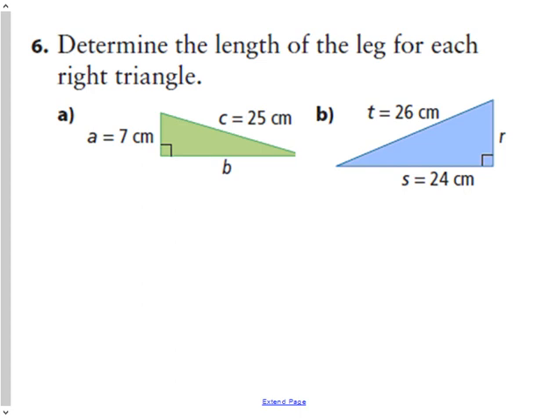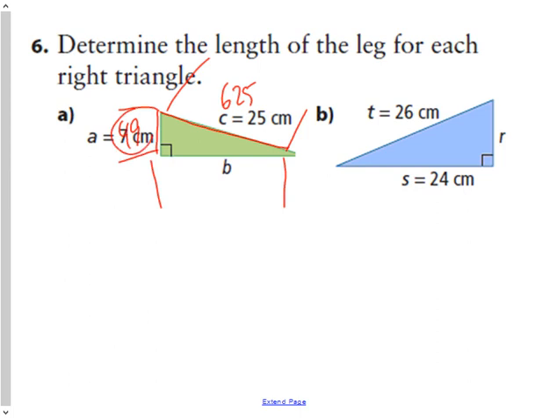Question 6 says determine the legs for each. So I'm going to use two methods again. First method, I'm going to use a drawing. So I'm going to slap some squares onto there. Those are imaginary squares. If the length of A is 7, then the area of this square would be 49. If the length of this is 25, then its area is going to be 625.